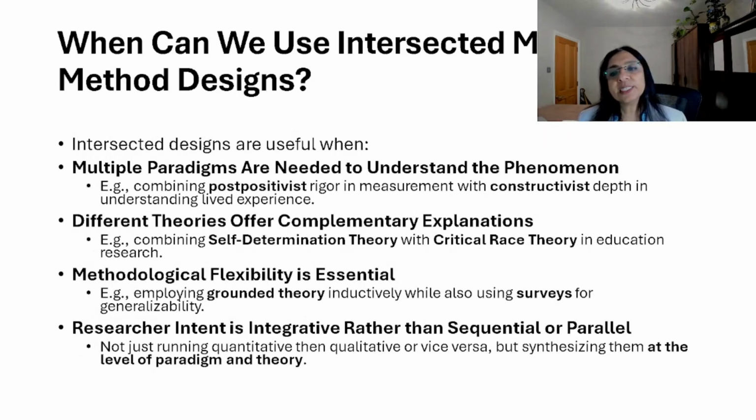So when can we use intersected mixed method design? It can be used when multiple paradigms are needed to understand the phenomenon. It is not just multiple data that is needed, you need more beyond that: multiple paradigms. For example, combining post-positivist rigor in measurement with constructivist depth in understanding lived experience. When we need different theories, often for complementary explanation, such as combining self-determination theory with critical race theory in education research. When we need methodological flexibility, employing grounded theory inductively while also using surveys for generalizability.